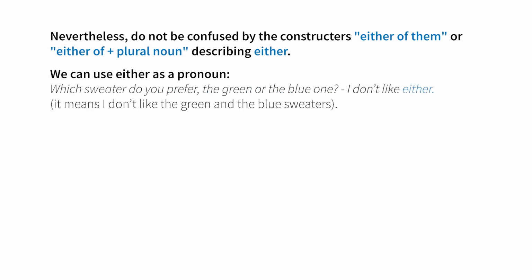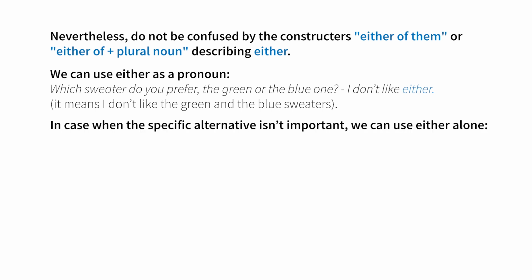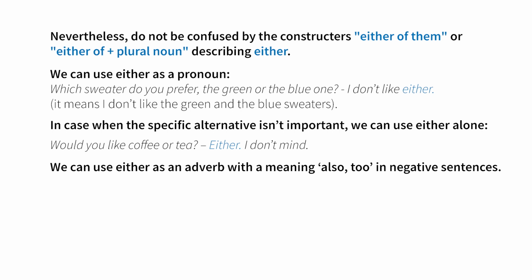We can use either as a pronoun. Which sweater do you prefer, the green or the blue one? I don't like either. It means I don't like the green and the blue sweaters. In case when the specific alternative isn't important, we can use either alone. Would you like coffee or tea? Either. I don't mind.